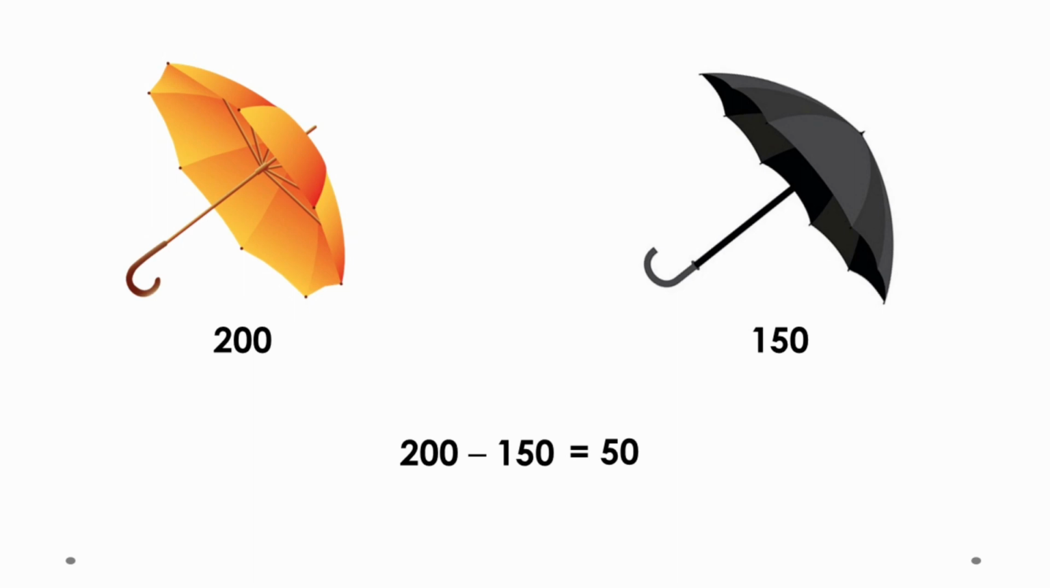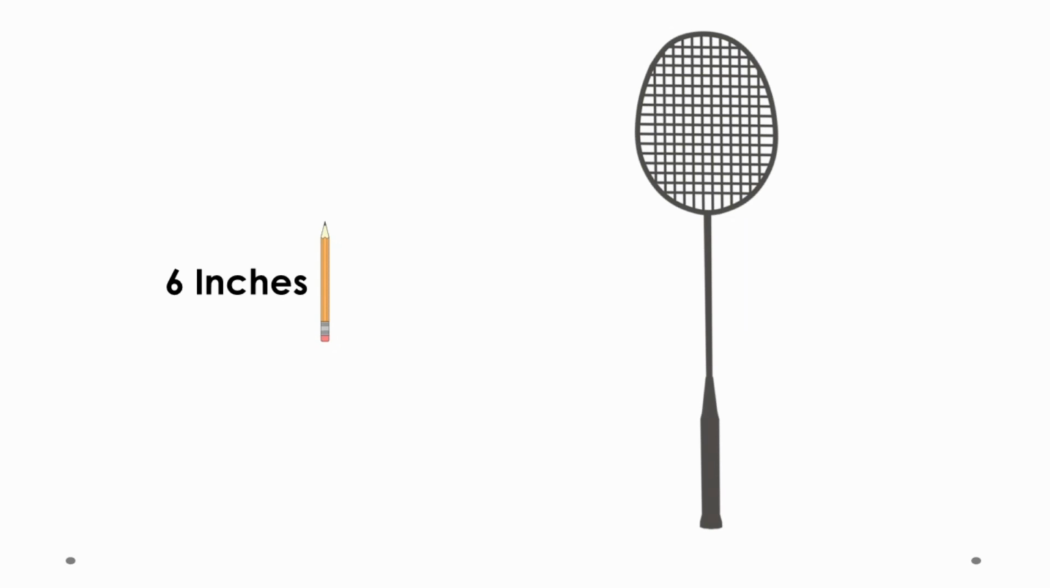Comparison by difference does not give a clear picture when we compare quantities or values that are wide apart. For example, if we compare a pencil that is 6 inches long with a badminton racket that is 24 inches long, the difference between the two lengths is 18 inches. However, the difference does not clearly bring out the extent of variation in the lengths between the two objects. Is there any other way to express this variation?